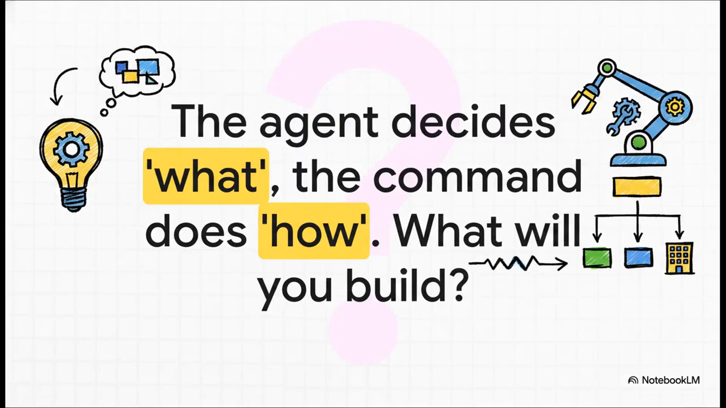So we come all the way back to this really core idea. Let the agent figure out what to do, and use the command to perfectly handle how to do it. This simple but incredibly powerful separation just unlocks a whole new level of reliability for our AI agents. So the only question left, really, is what are you going to build with it?